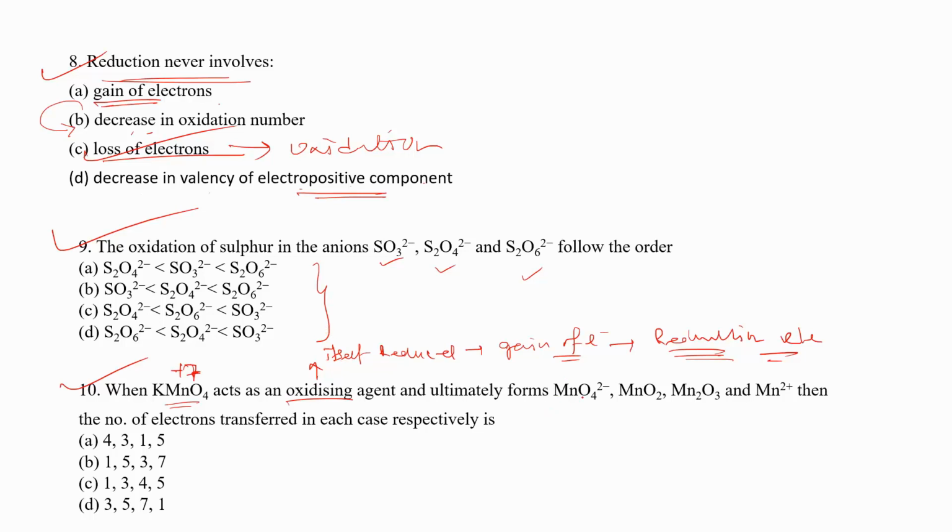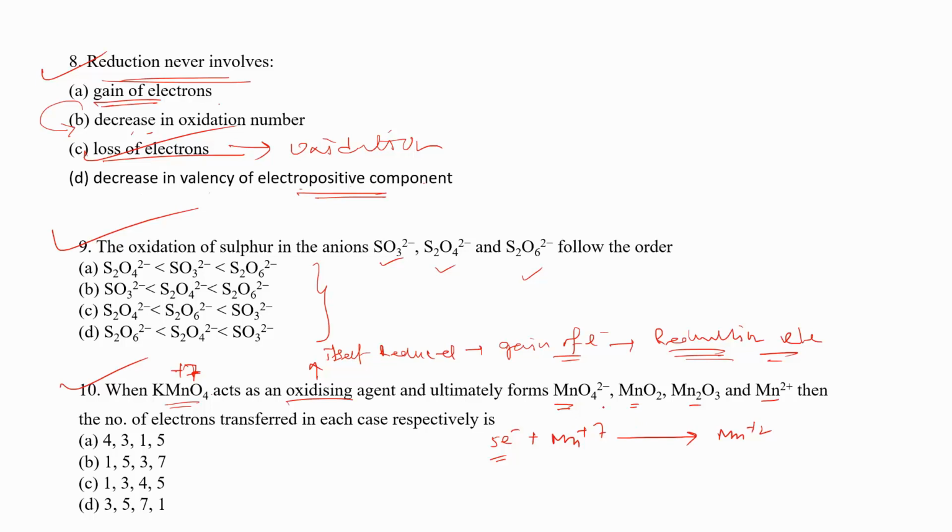Just calculate what will be the oxidation state for the manganese in that case. See, it is a +7 oxidation state and it is forming +2. So I just write down here manganese +7 to manganese +2. So the difference is +5. So I have to give 5 electrons here.